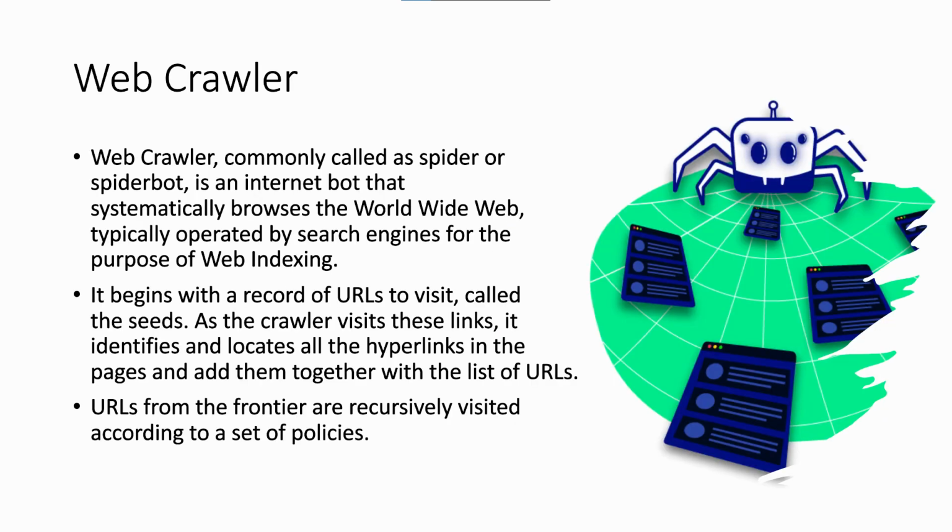Web crawler. A web crawler, commonly known as a spider or spider bot, is an internet bot that systematically browses the World Wide Web, typically operated by search engines for the purpose of web indexing. It begins with a record of URLs to visit called the seeds. As the crawler visits these links, it identifies and locates all the hyperlinks in the pages and adds them together with the list of URLs. URLs from the frontier are recursively visited according to a set of policies.